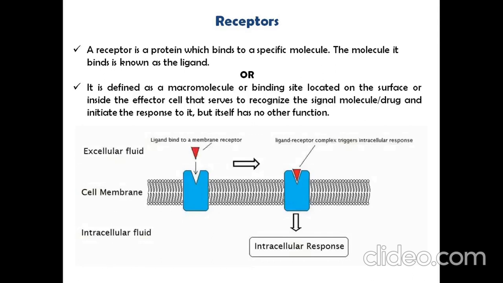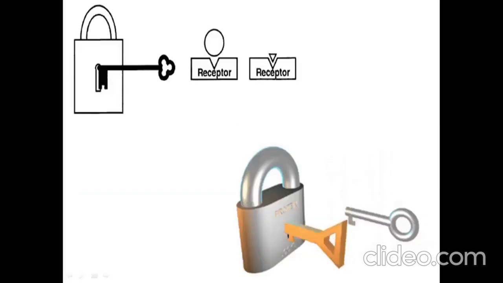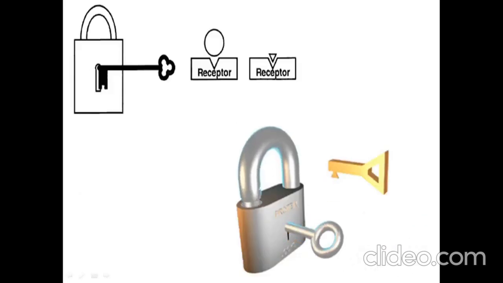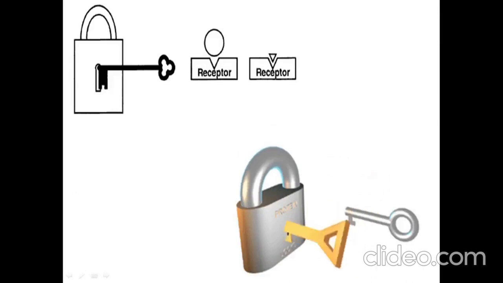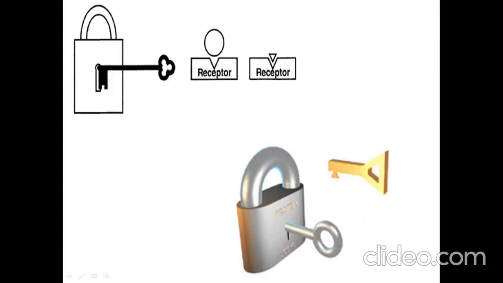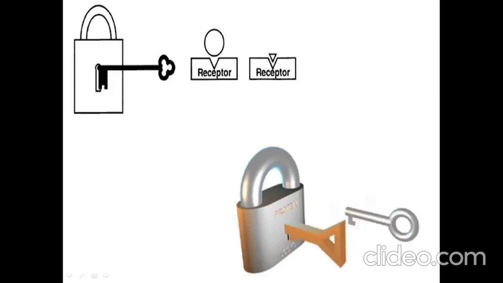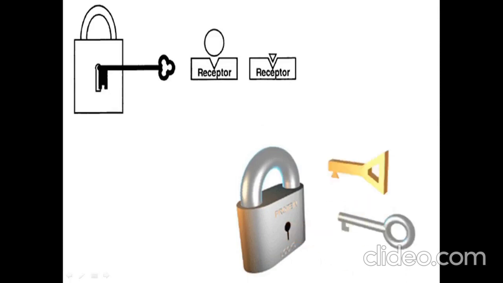Now see, this is the ligand binding to a membrane receptor. These are the cell membrane, extracellular and intracellular fluid. This is the receptor, and the ligand binds to the receptor and forms the ligand receptor complex. The example is the key and the lock. If the key is perfect, then the lock gets opened.